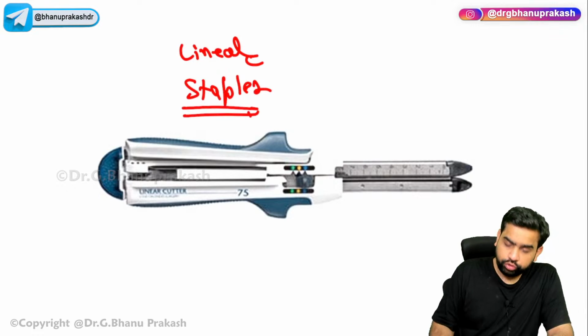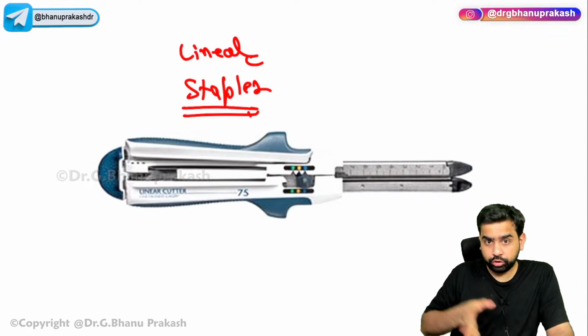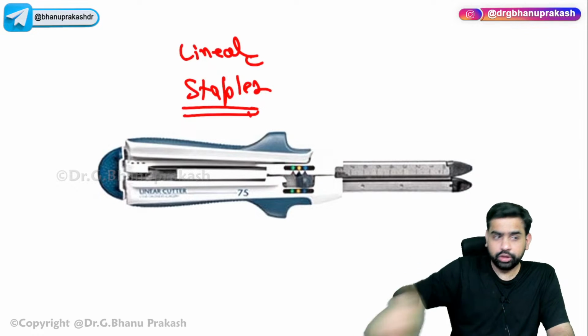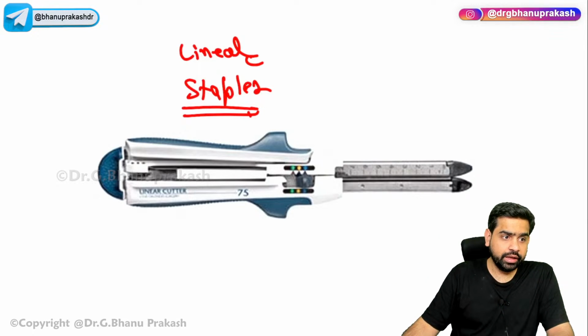So let's say if at all you want to do a bowel anastomosis or something like that, you're going to use this. What is this going to do? This is going to cut the bowel and staple the bowel at the same time. Okay, so what is this? This is a linear stapler.